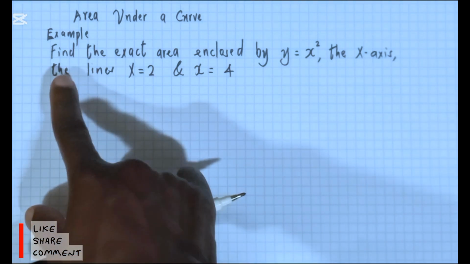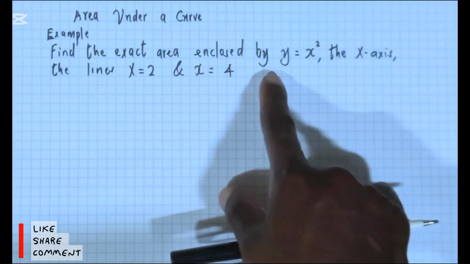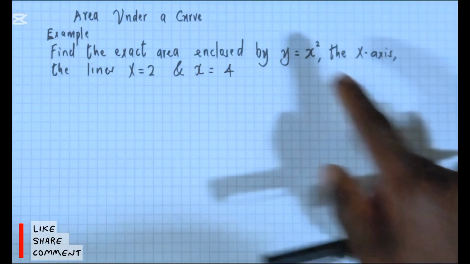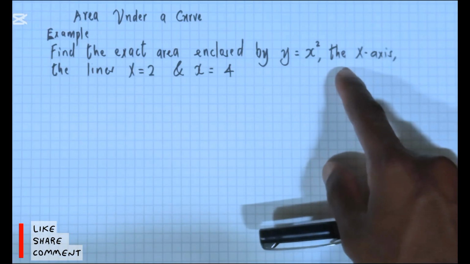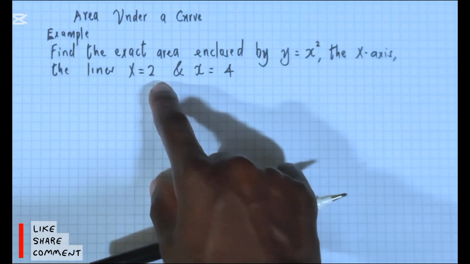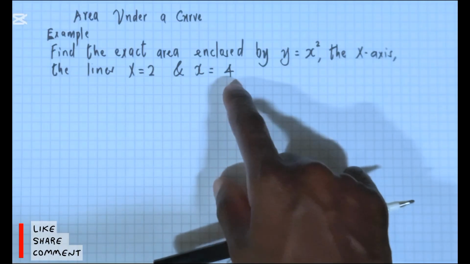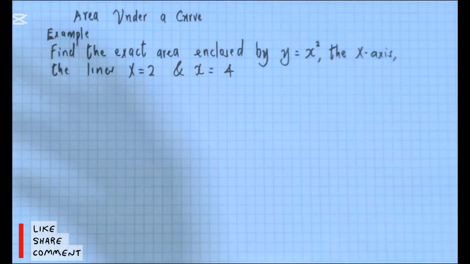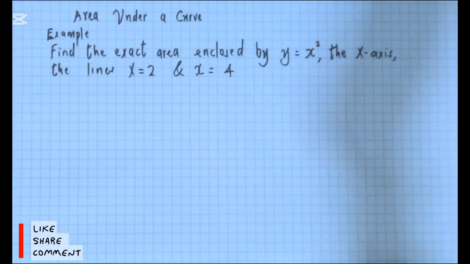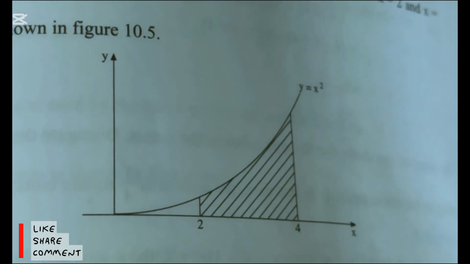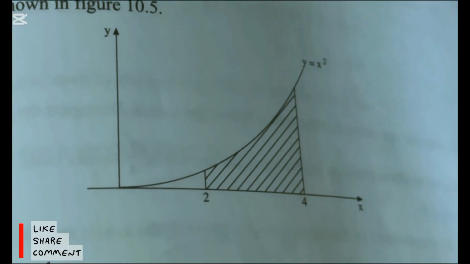So the problem: find the exact area enclosed by the curve y equals x squared, the x-axis, the line x equals 2 and x equals 4. Let us look at what this actually means diagrammatically. Then it becomes easier for you to look at it. To understand what the question is asking, let us look at this diagram.